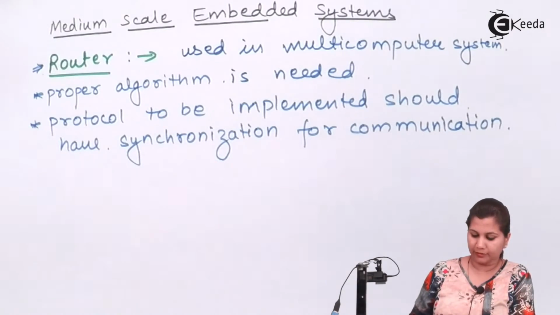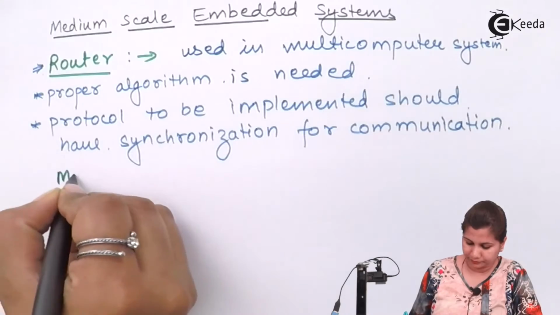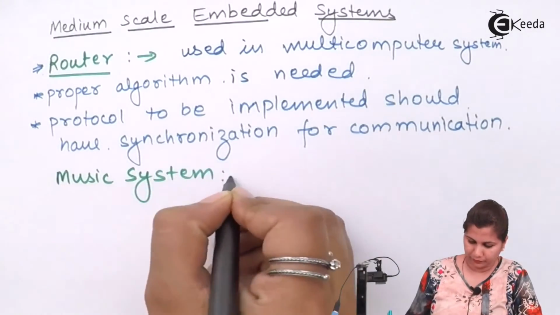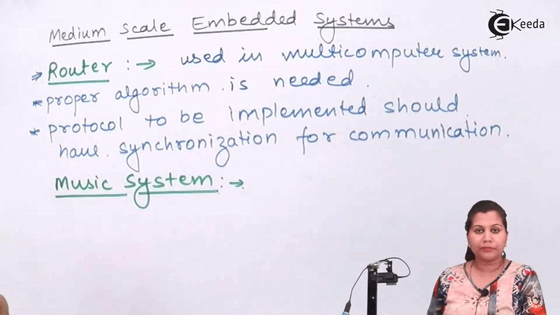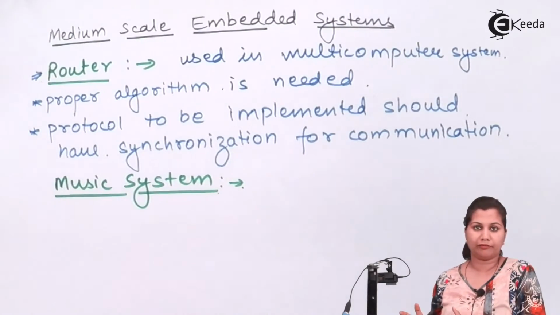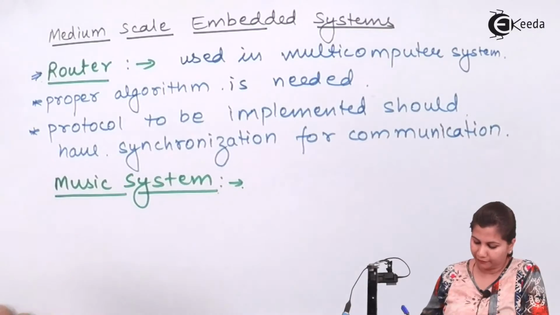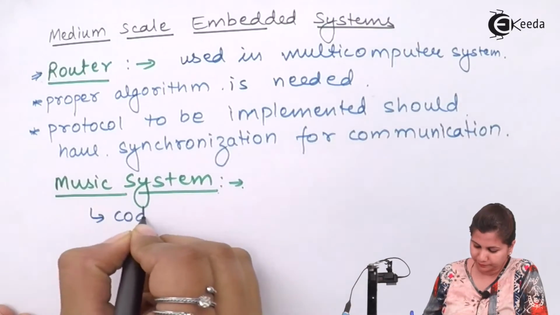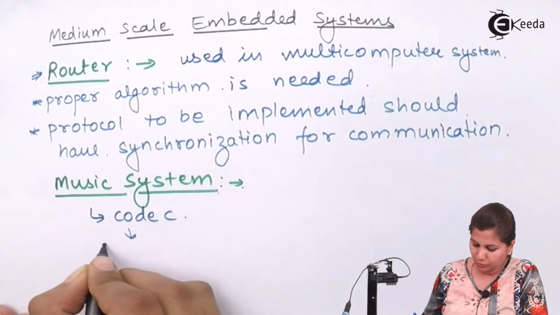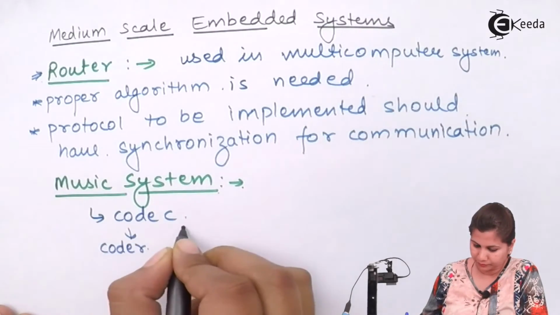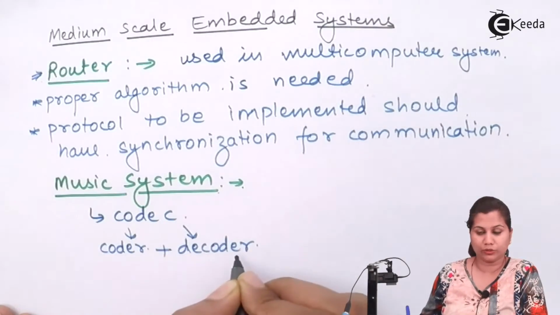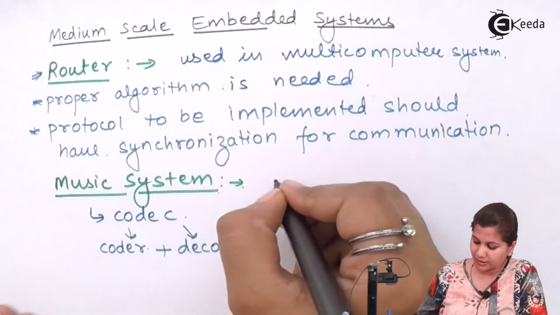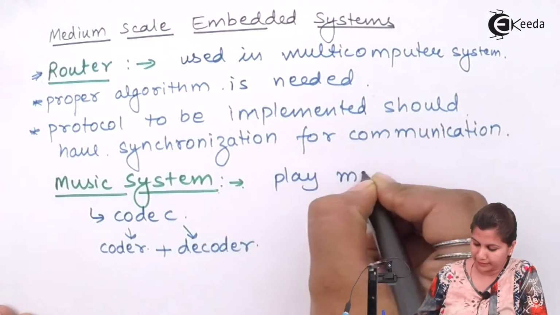Another example is the music system. The function of the music system is to play music in different formats. Here we have a codec in it. Codec means coder and decoder. The combination of coder and decoder is called the codec, and this music system plays music in different formats.